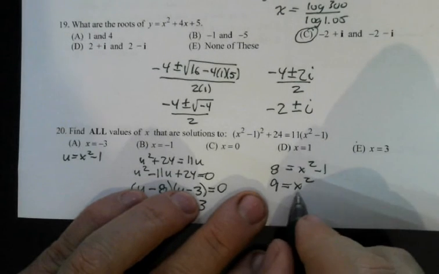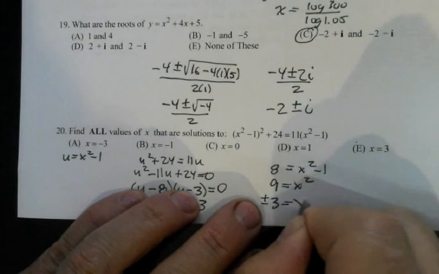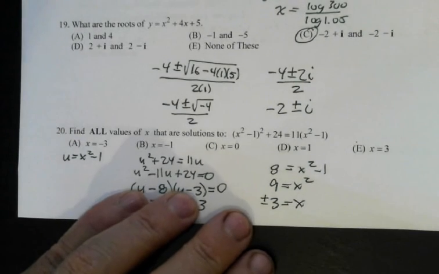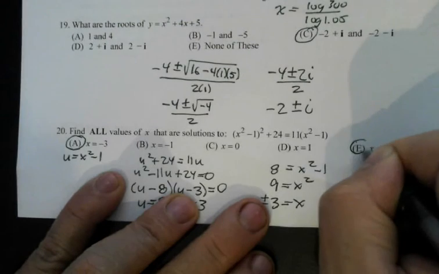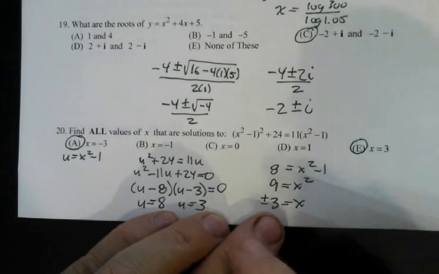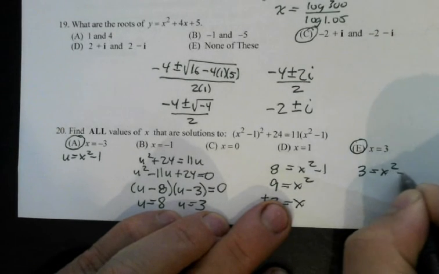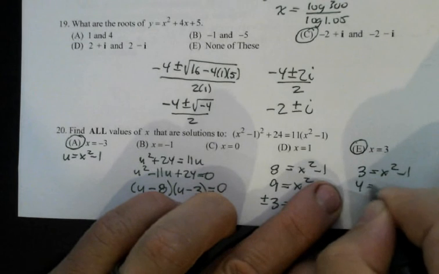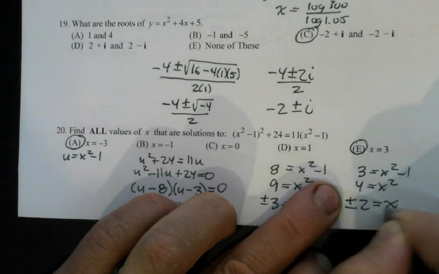We take the square root of both sides, and it's plus or minus 3 is equal to x. So I know that A and E work. Got to make sure there's no other ones. So now I'm going to set x squared minus 1 equal to 3. 3 equals x squared minus 1, 4 equals x squared. I get plus or minus 2 equals x.